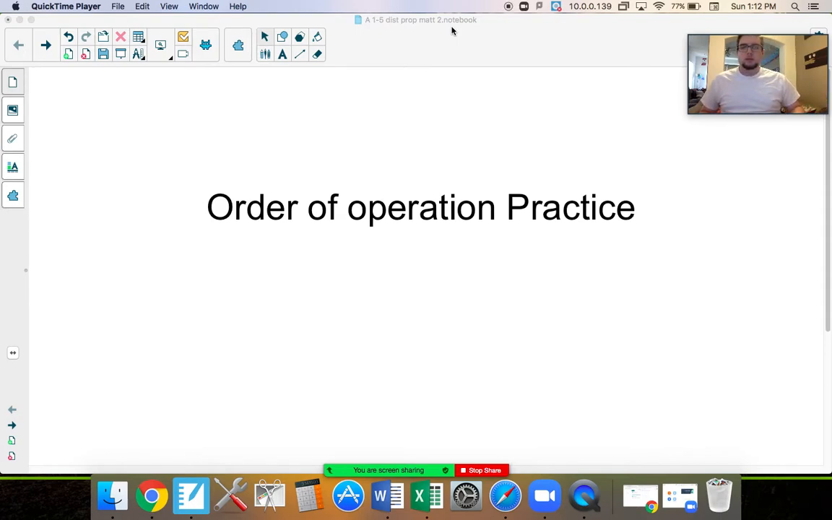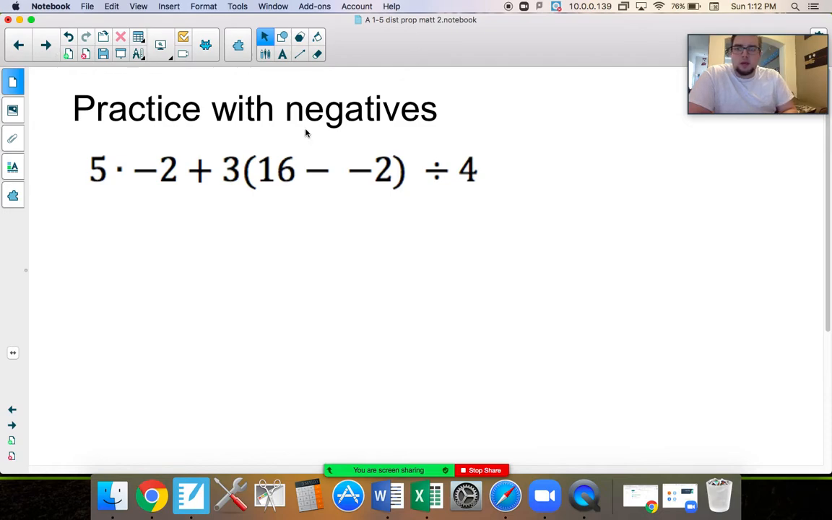All right. So we are looking at order of operations practice. We learned about it in class. We're also going to briefly touch on the distributive property, so that way we can move into our solving equations. So to practice a few of our order of operations problems here, we think about gems.